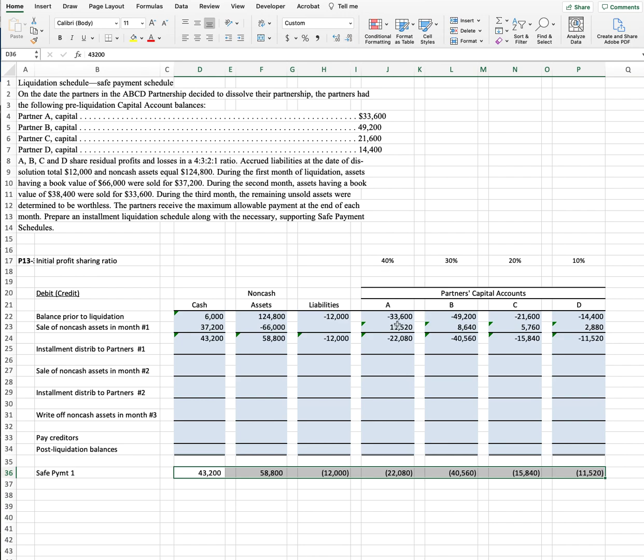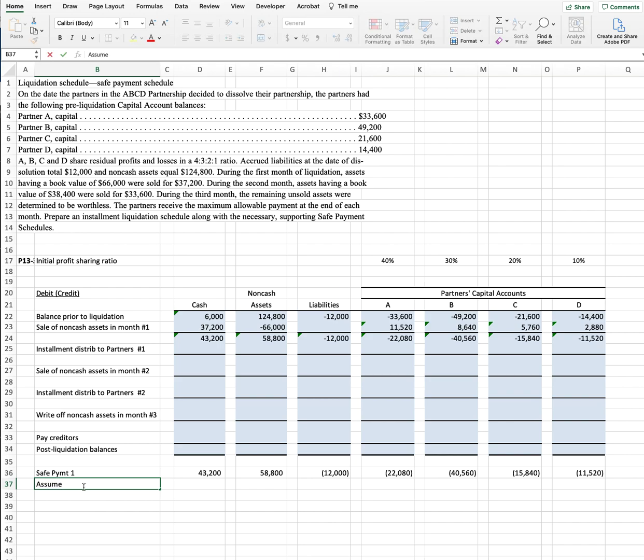At this point, we have to forget this information that we know, that later on we get this cash, because we have to do the safest thing, and that is assume that this $58,800 will be sold for 0 and it will be a complete loss. So here we're going to say assume non-cash sold for 0, loss of $58,800. And if we did that, what would the impact be?